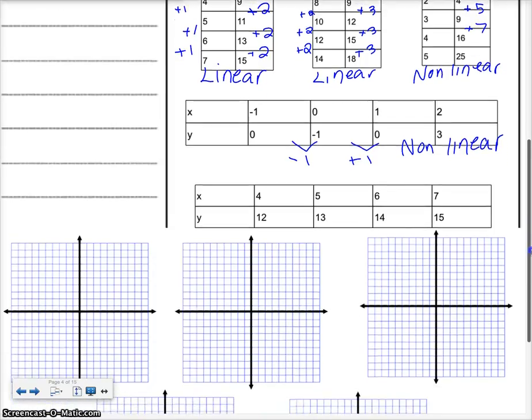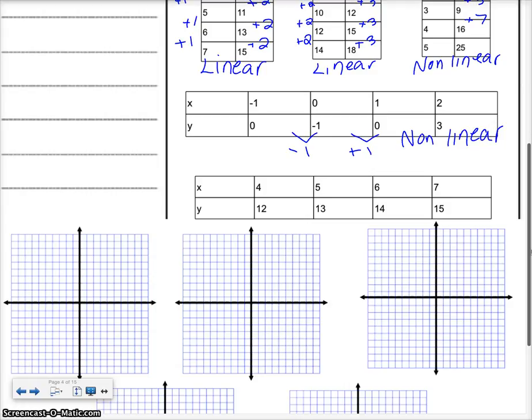And the last one. 12 to 13, plus 1, plus 1, plus 1. Looks good. 4 to 5, plus 1, plus 1, plus 1. This would be linear. Now that's the quick way to do this, being able to define it by checking just the patterns. The patterns will always tell you if it's the same thing.